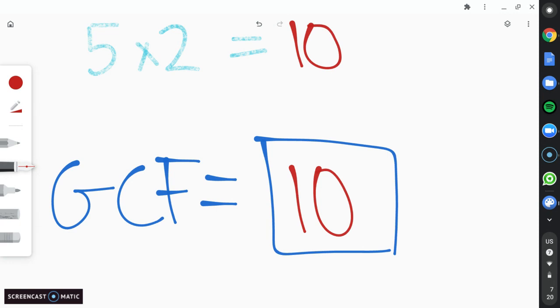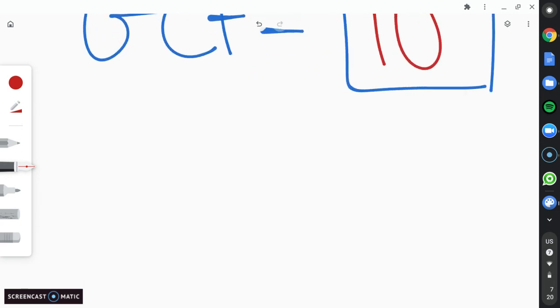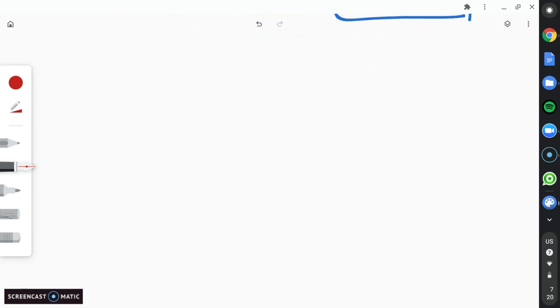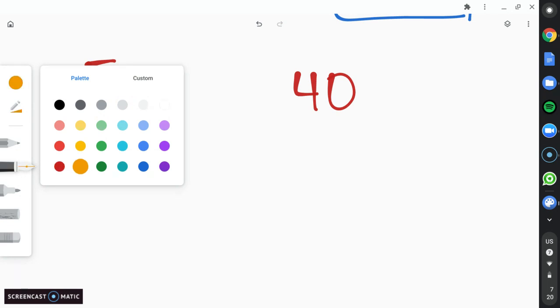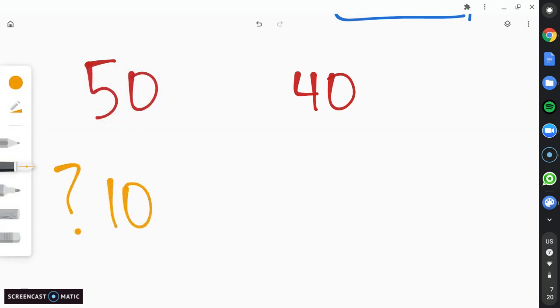Okay, what does that mean though? Let's think about this. The numbers that we were looking to find the greatest common factor of were 50 and 40. So now, is 10 a factor of 50 and 40? Yes, it is. You can do 10 times 5 or 10 times 4. Can you think of any factors that go into both 50 and 40 that are bigger than 10? No. Because 10 is the greatest common factor.